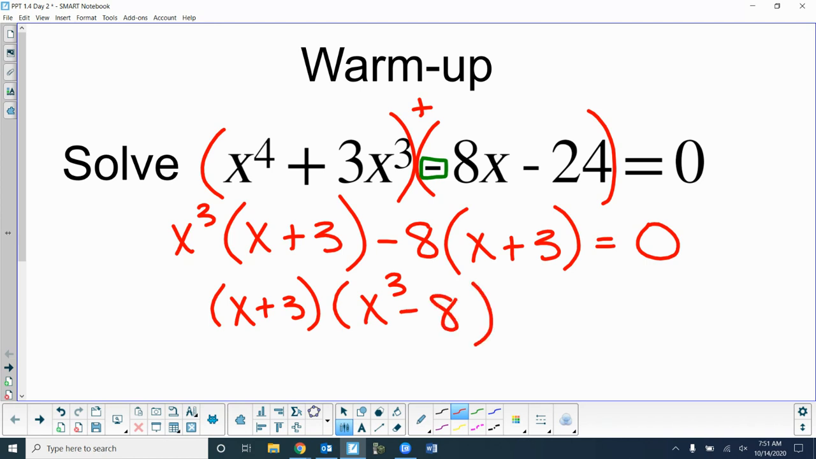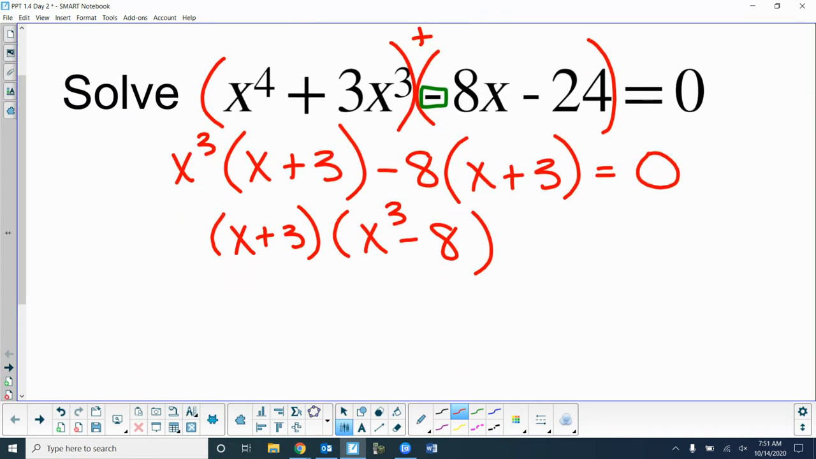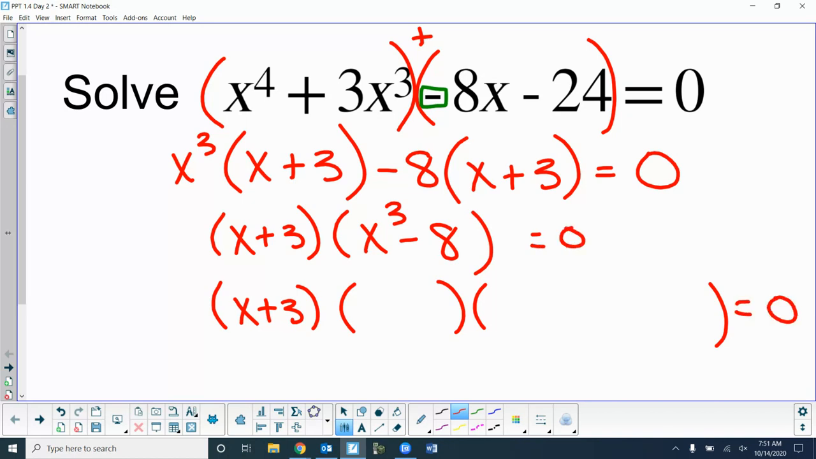Okay? Now this one is what we call a difference of cubes. 8's a perfect cube, and x cubed is a cube. So I actually got to go a little further on this one. It's one of those binomial trinomials. Oops, that's equal to 0, right? It's an equation we're solving.